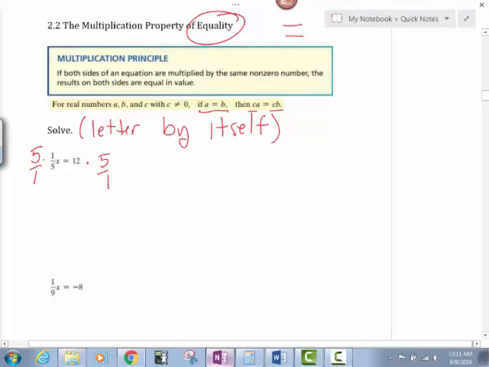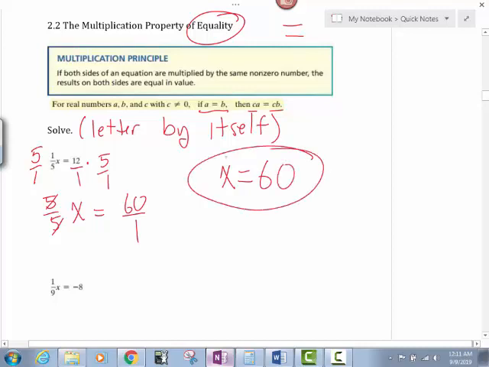Now the reason why I want to do that, I'm going to show you sort of in slow motion what's going to happen. If we were to multiply straight across, we'd end up with 5/5 with an x. I can go ahead and think about that as 12/1. That's going to give me 60/1. Now, this 5 here and that 5 there would divide out, give me a 1x, or just an x, equals 60 divided by 1 is just 60.